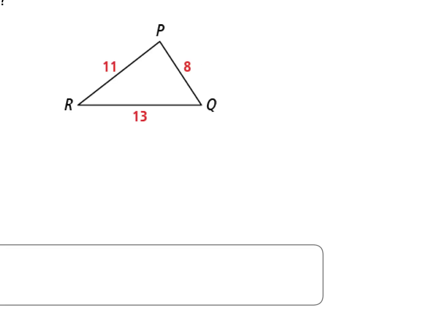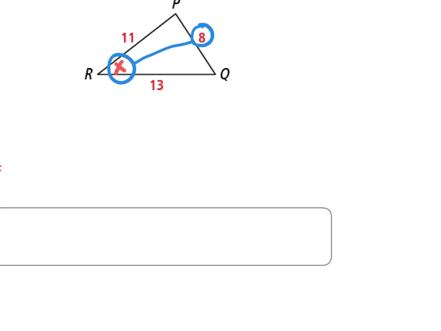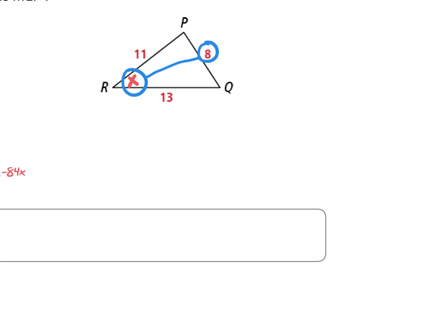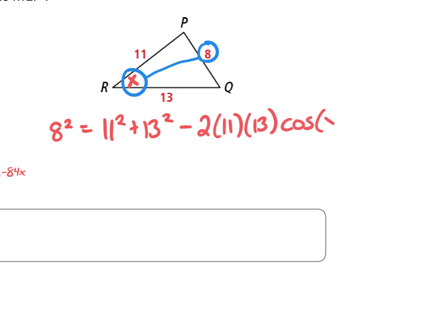Where do we start with these? Again, we're using law of cosines. Where do we start to set up? Start with the angle. What's the opposite of that angle? 8. Thank you. So we set this up. Double check with what you have. You should have 8 squared equals 11 squared plus 13 squared minus 2 times 11 times 13 cosine of x. That's what you should have.